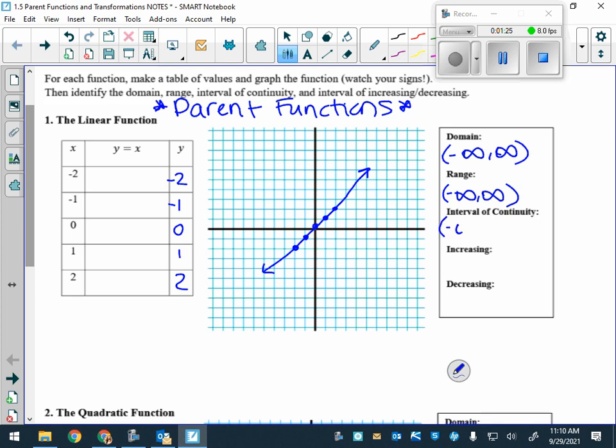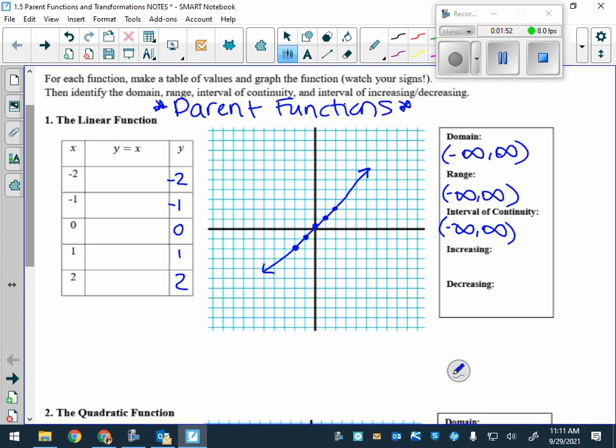So intervals of continuity are always in parentheses, okay? Most of the cases we're going to see here, they're going to be the same because we don't have any jumps in the graph like we see here, okay? If we had jumps in the graph, then you would use the U, okay? And there would be two separate intervals of continuity. Linear functions are continuous, all right?